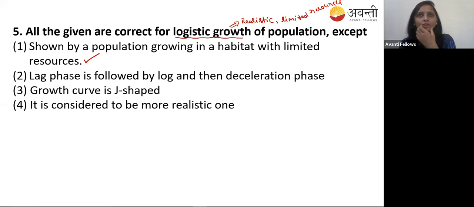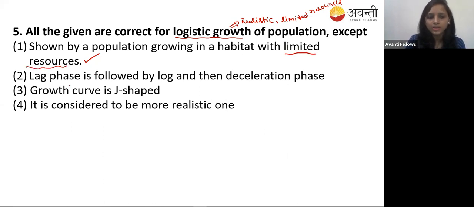Do you remember? If it is unlimited resources, that comes to the exponential growth, where the resources are unlimited. But in the logistic growth, it is limited. So that's why that is the correct option. Then coming to option 2: lag phase is followed by log phase and then deceleration phase. Remember guys, deceleration phase is nothing but stationary phase.